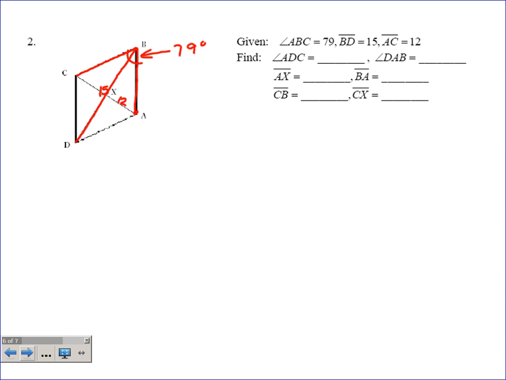What is the measure of angle ABC? 79 degrees. Why? Opposite angles are congruent. Okay, in a parallelogram, opposite angles are congruent. This is 79 degrees right here. Okay, how big is angle DAB? Starting here at D, going over to A, and going up to B. How big is that? 101. This whole angle right here is 101 degrees.